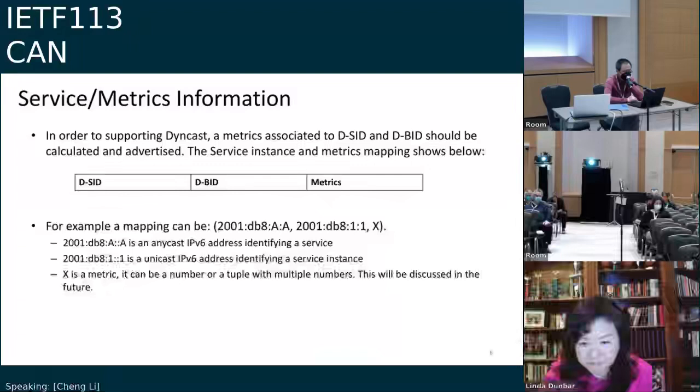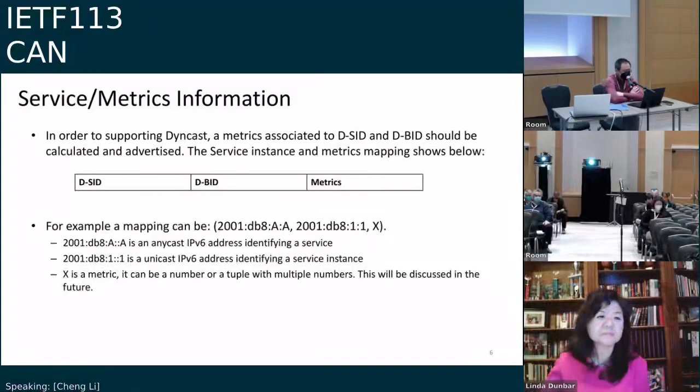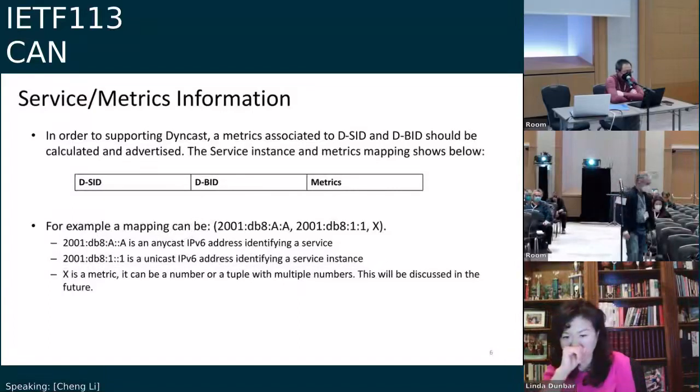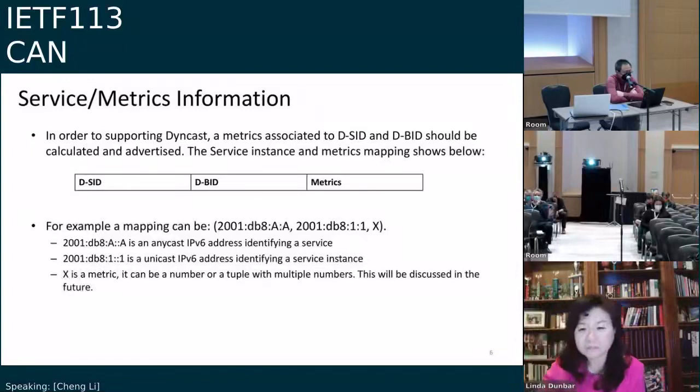Okay, so this is the format of the service metric information. In order to support that, we need to define a metric associated to the D-seed and the D-bit, right? And the metric should be calculated and advertised. Regarding the metrics here, it can be a single dimension value, for example, a number, right? It can be a multiple dimension value. It can be a tuple with multiple numbers. It will be discussed in the future in the draft.